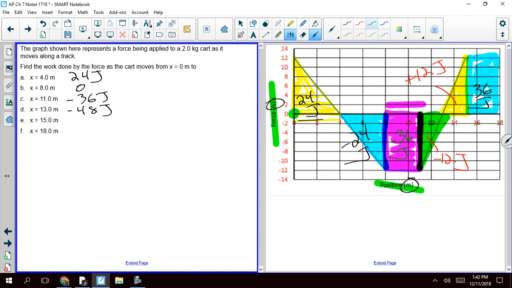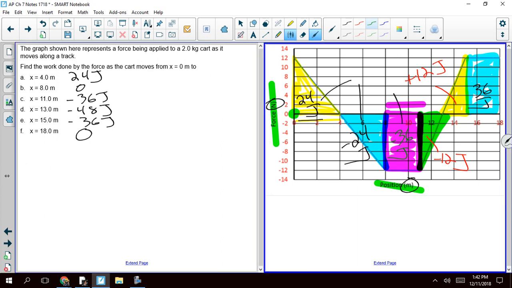For the last, let's see. So now I got to add on another 12, so I'm going to go back up to negative 36 joules. Plus 36 gets you back to 0 again. Okay? So I literally just added up each of these areas as we went along. Okay?